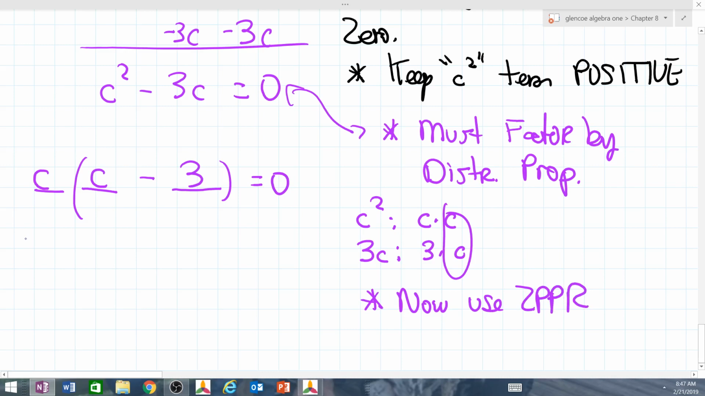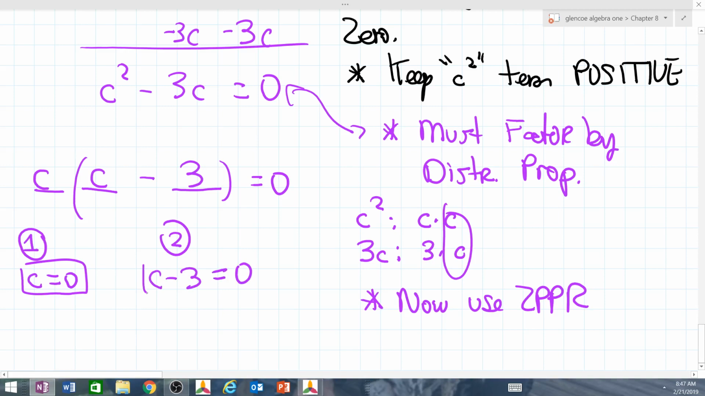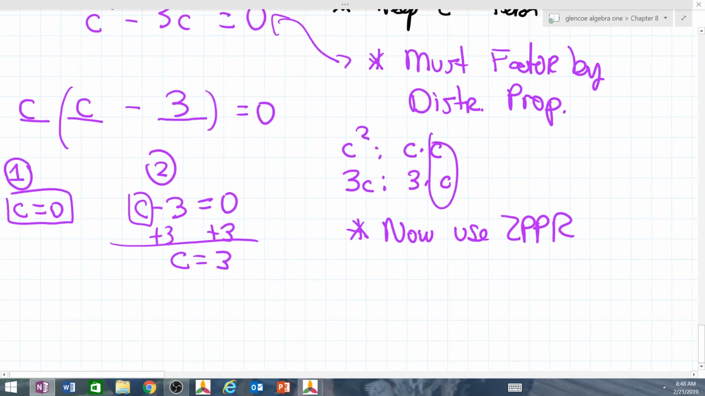And so my first equation, who can write my first equation for me? What would it be? Nice. And what would my second equation be? Somebody else. Thank you, Rachel. C minus 3 equals 0, and to solve for C, I would add 3 to each side. So I have 2 solutions, and what are they, guys? 0 and 3, and I would place them in set builder notation.